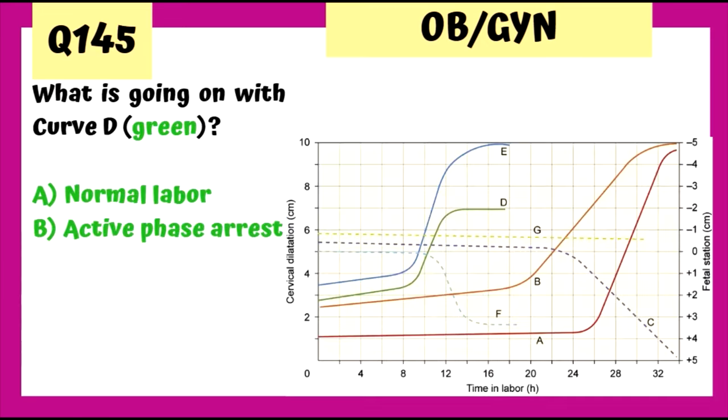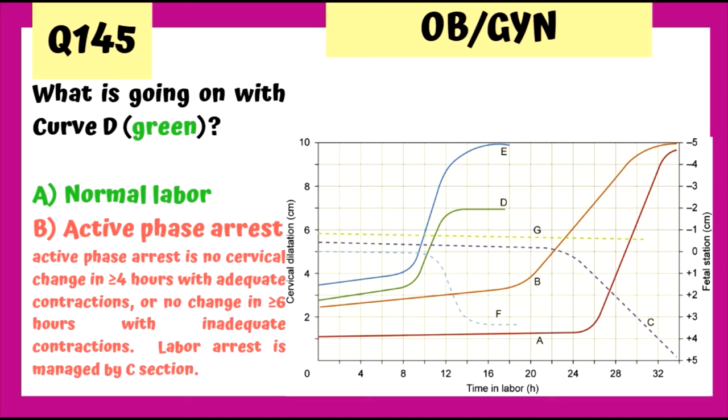Let's move on. Question 145, what is going on with curve D over here? This is active phase arrest. Active phase arrest is no cervical change in at least 4 hours with adequate contractions, or no change in at least 6 hours with inadequate contractions. Labor arrest is managed with C-section. We saw this in the earlier part of this lecture.